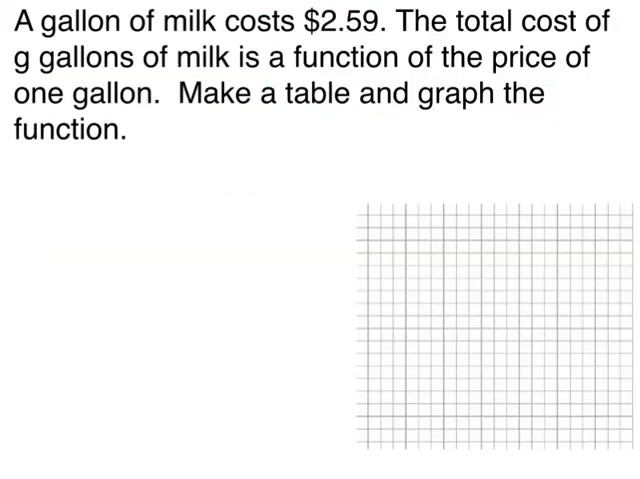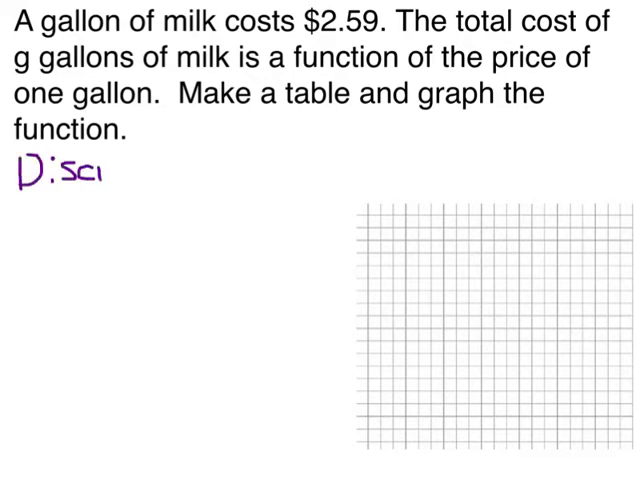Looking at this example, it says a gallon of milk costs $2.59. The total cost of G gallons of milk is a function of the price of 1 gallon. Make a table and graph the function. So look at this. We first have to decide, is it discrete or is it continuous? Well, since you cannot buy a part of a gallon, you have to buy the gallon, we're going to make this a discrete graph. So this is going to be discrete.